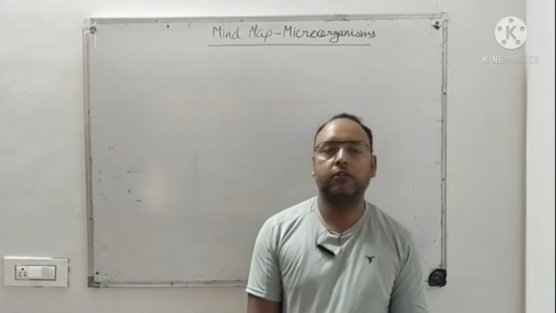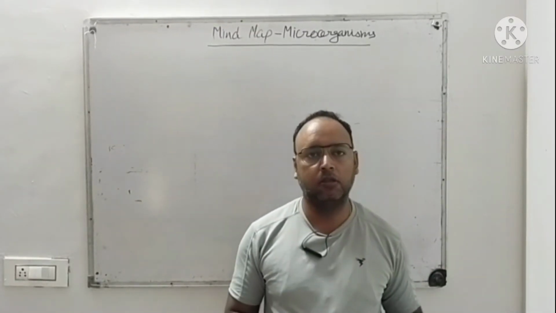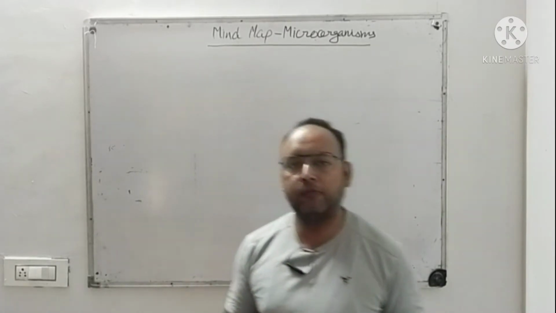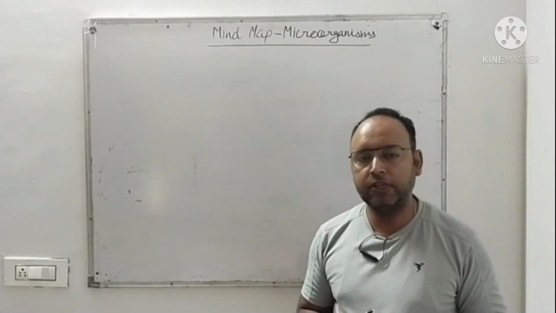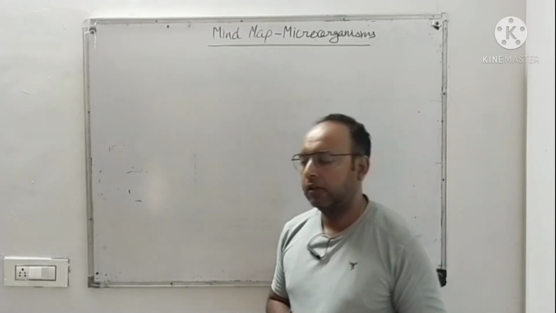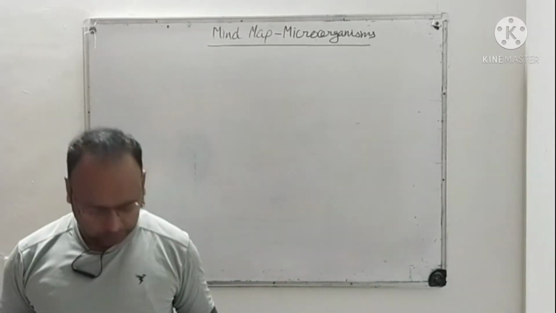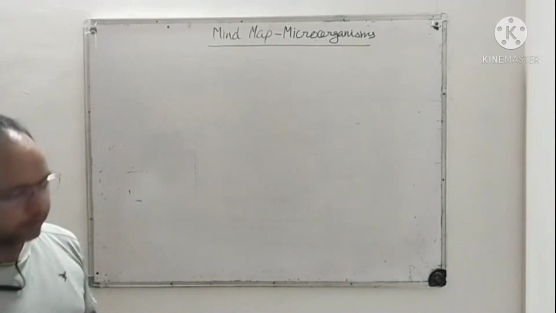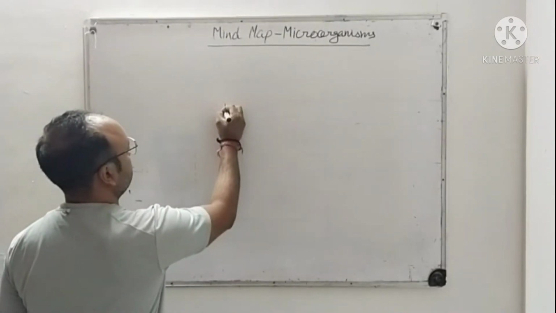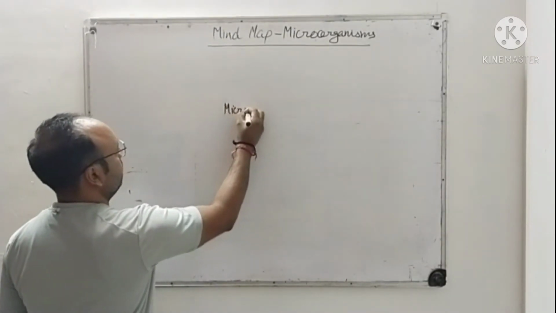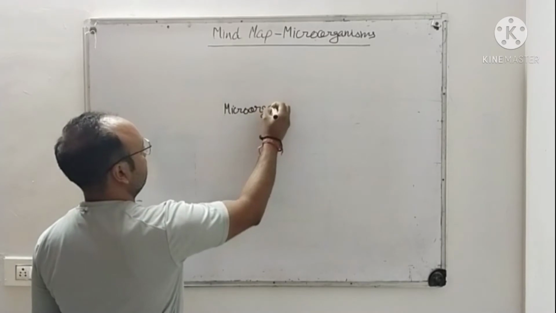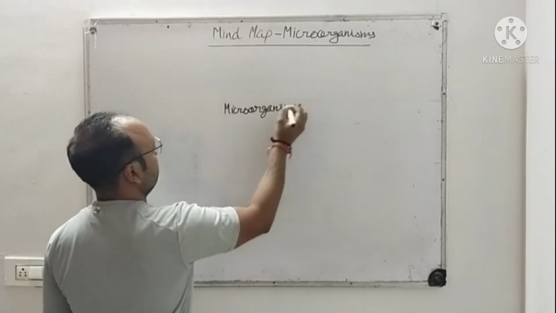Hello dear children, so today I am here with you all to discuss the mind map for chapter 2, that is microorganisms, for class 8, right? So in this chapter, whatever we have studied, we will discuss all these one by one. So first of all, I am writing the name of the chapter, that is microorganisms.